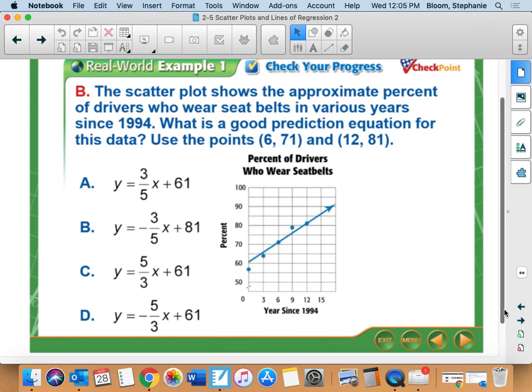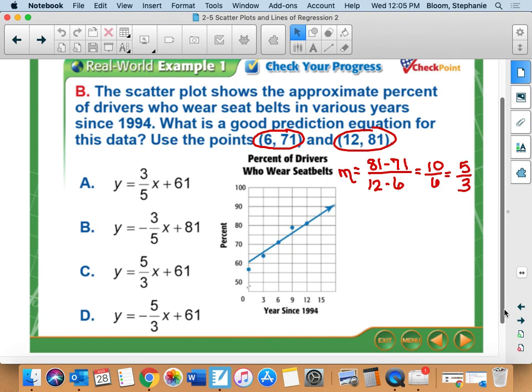Now, the scatter plot shows the approximate percent of drivers who wear seatbelts in various years since 1994. What is a good prediction equation for this data? And they have given us the points that they want us to use. So again, the first thing we need to do is find that slope. So I'm subtracting my y's, 81 minus 71 over 12 minus 6. So that's going to give me 10 over 6, which reduces to 5 over 3.